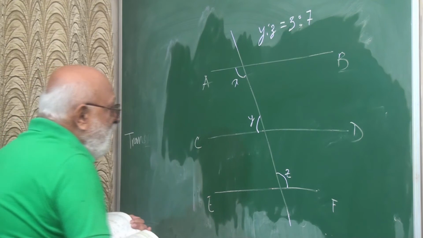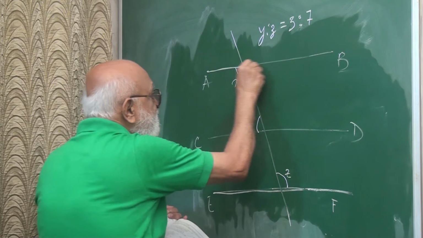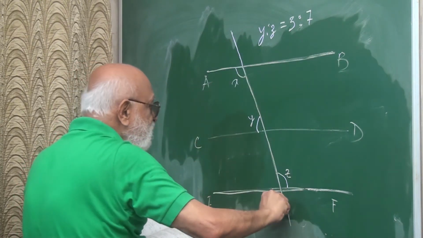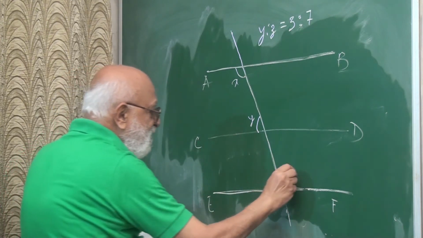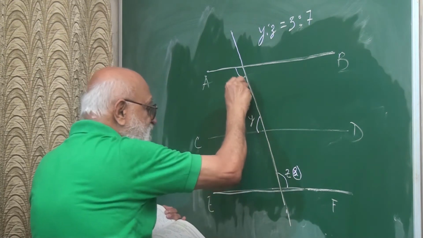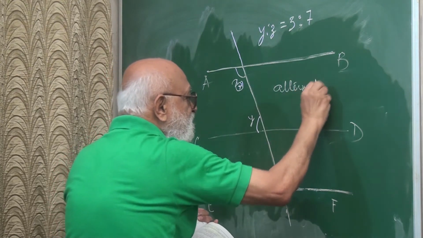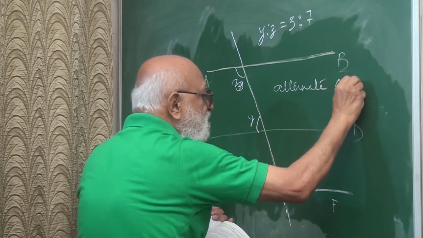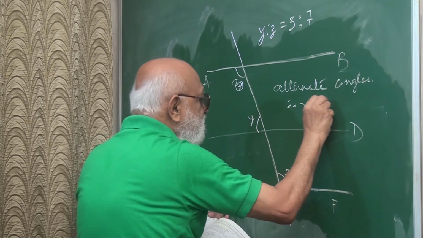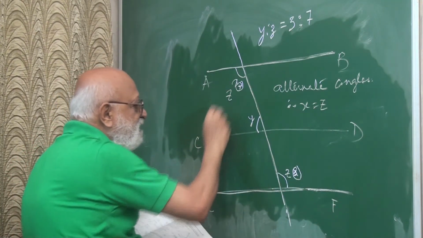Now look at these two parallel lines, this line and this line, and look at this transversal which is already there. You will find this z and this x, they are alternate angles. Therefore, x is equal to z. So instead of writing x here now, I can write z.